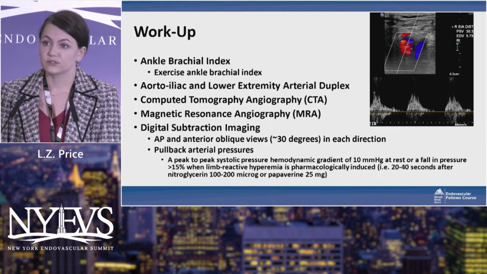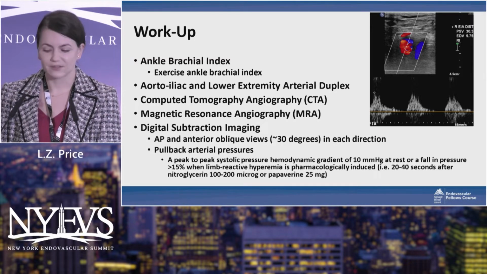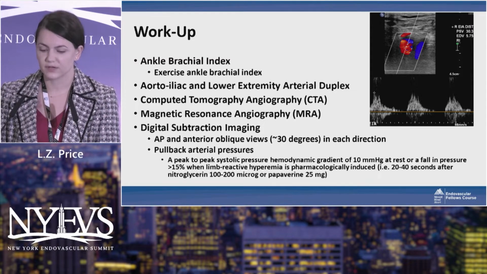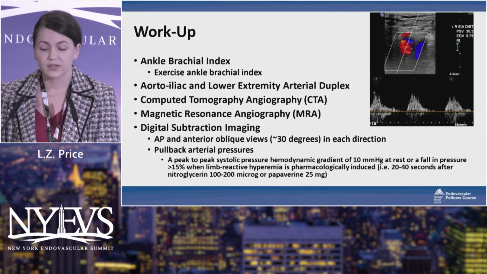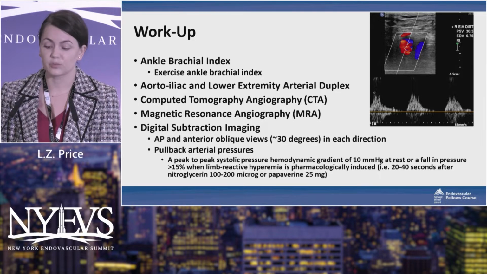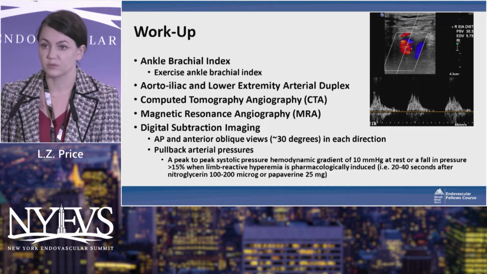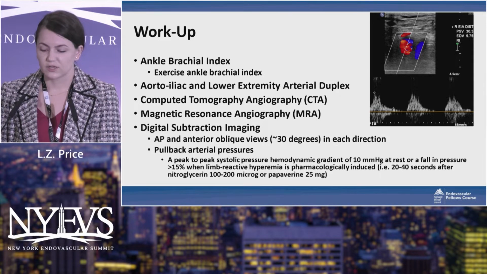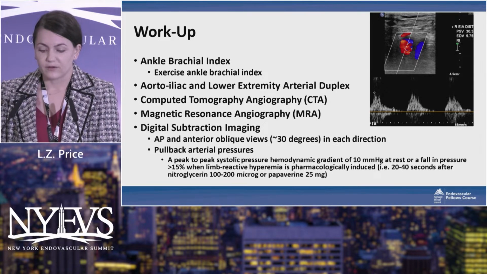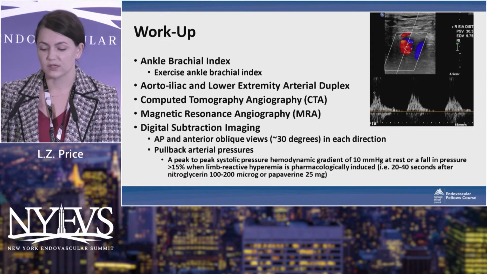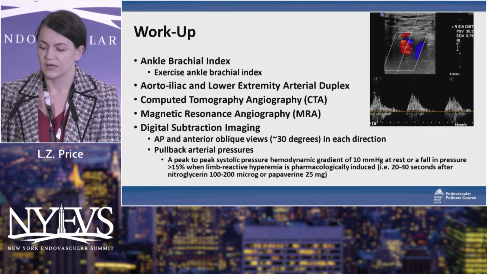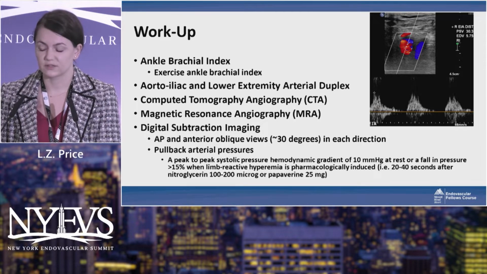Furthermore, you can do pullback arterial pressures. This can help you determine: are these lesions hemodynamically significant? What numbers are we looking at? We're looking at a peak systolic to systolic pressure gradient of greater than 10 millimeters of mercury. You can also give papaverine or nitroglycerin to induce reactive hyperemia, and a hemodynamically significant gradient would be greater than 15% change.